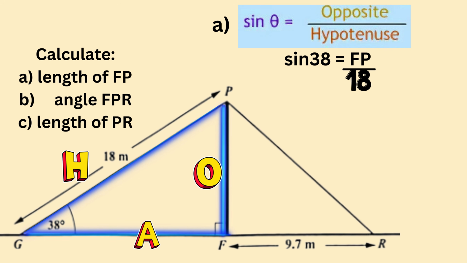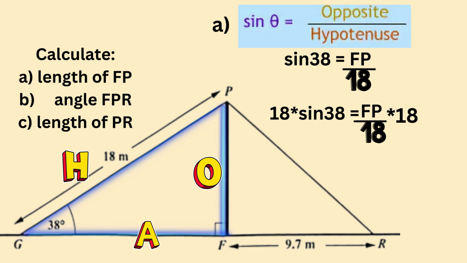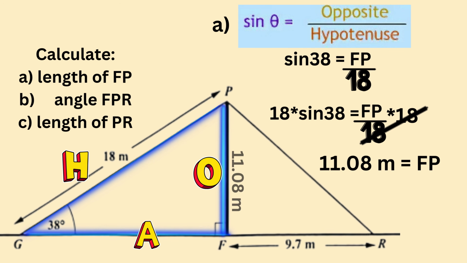To solve for FP, we need to get rid of the fraction, so multiply both sides by the denominator 18. So we end up with 18 times sine 38 equals FP. Our solution is therefore FP equals 11.08 meters.